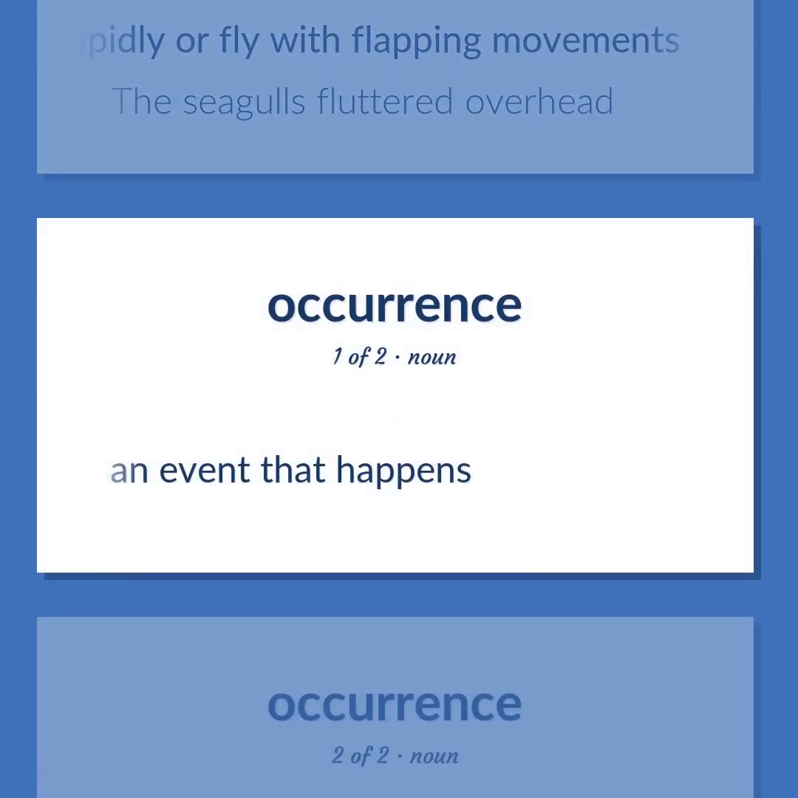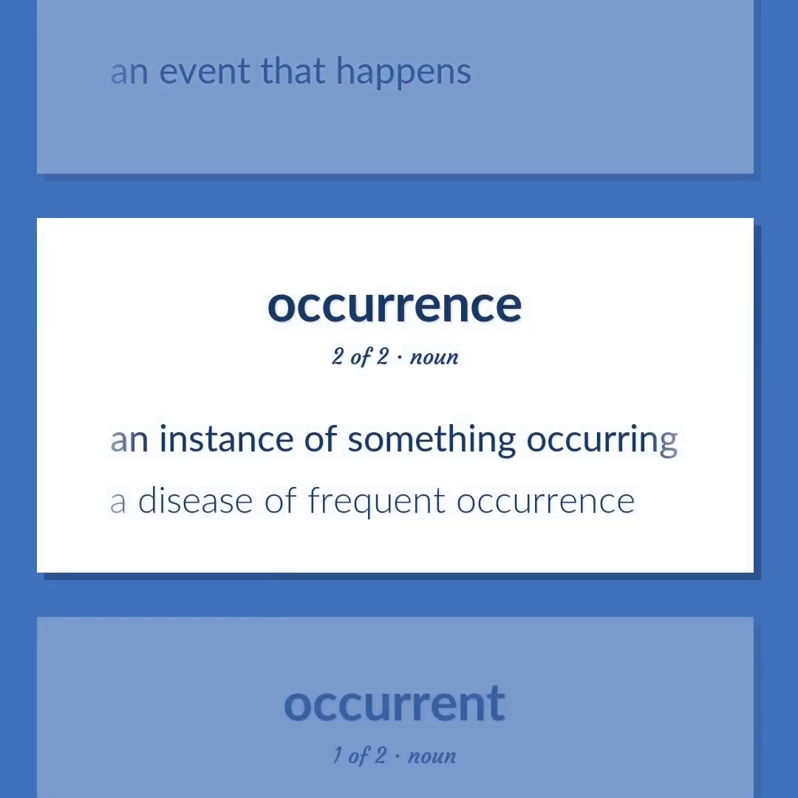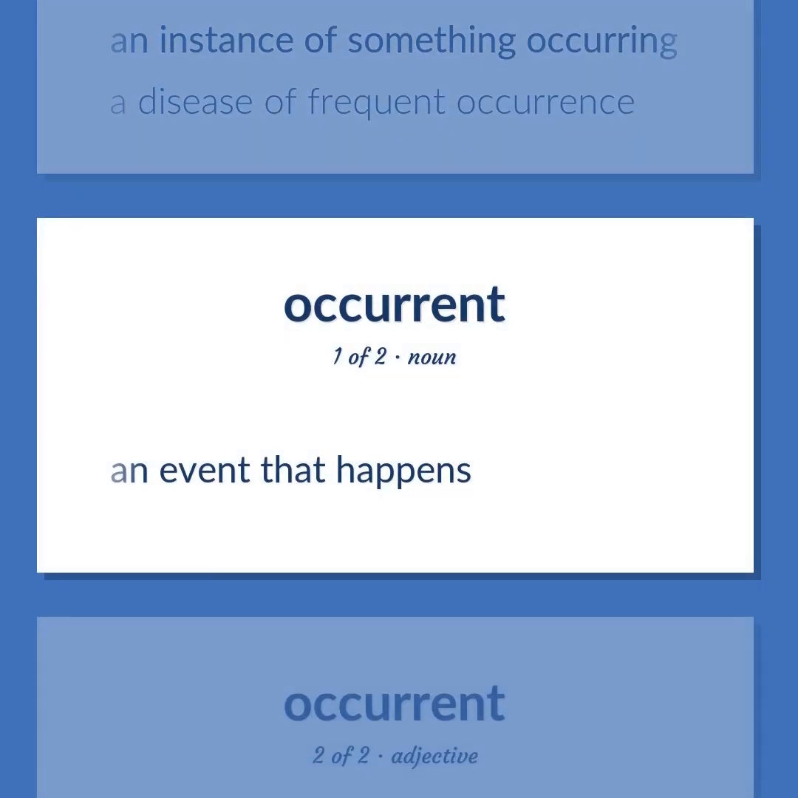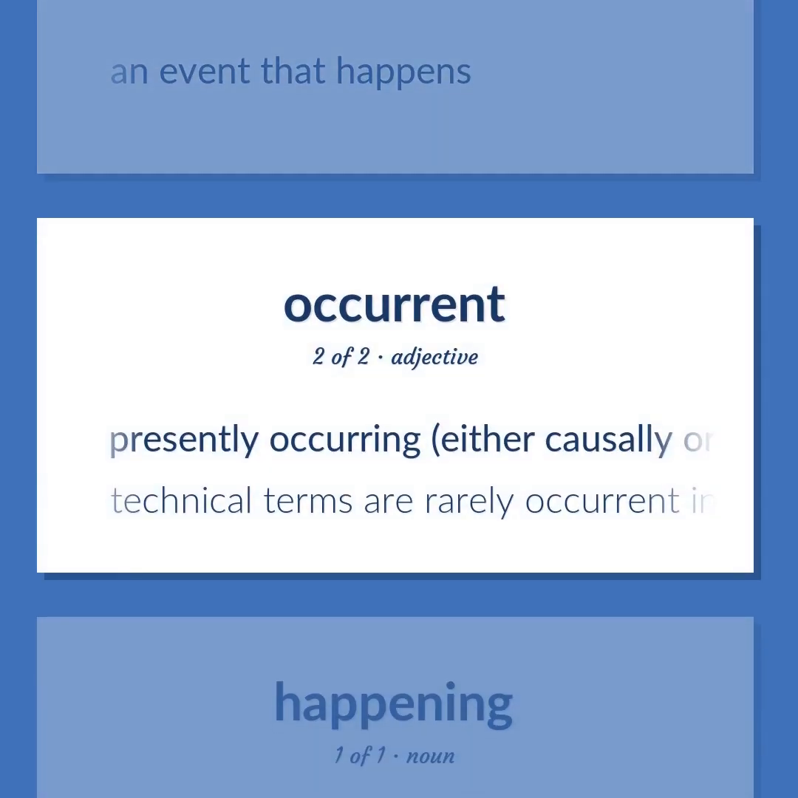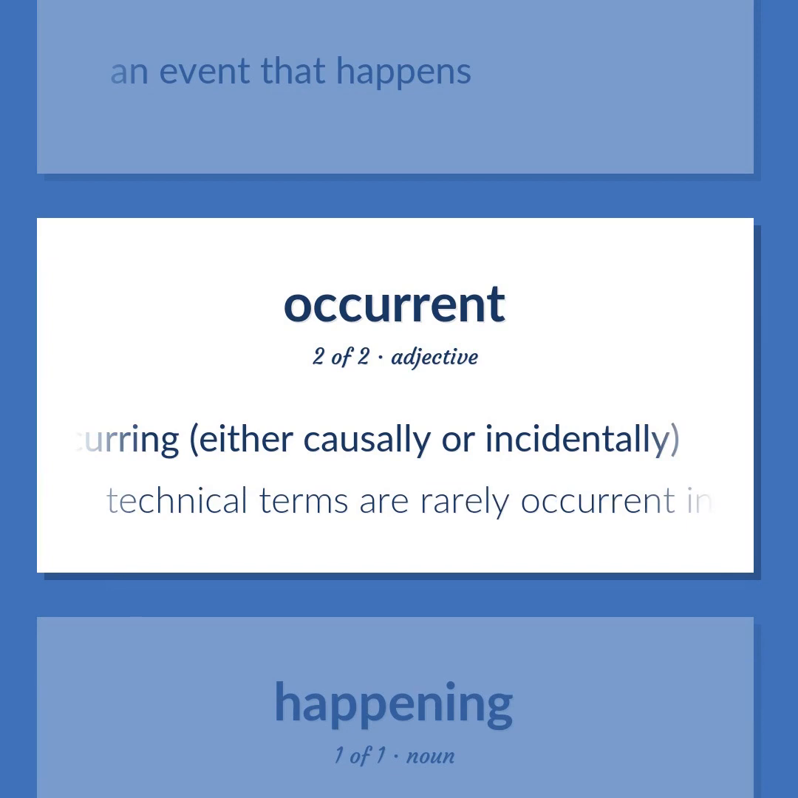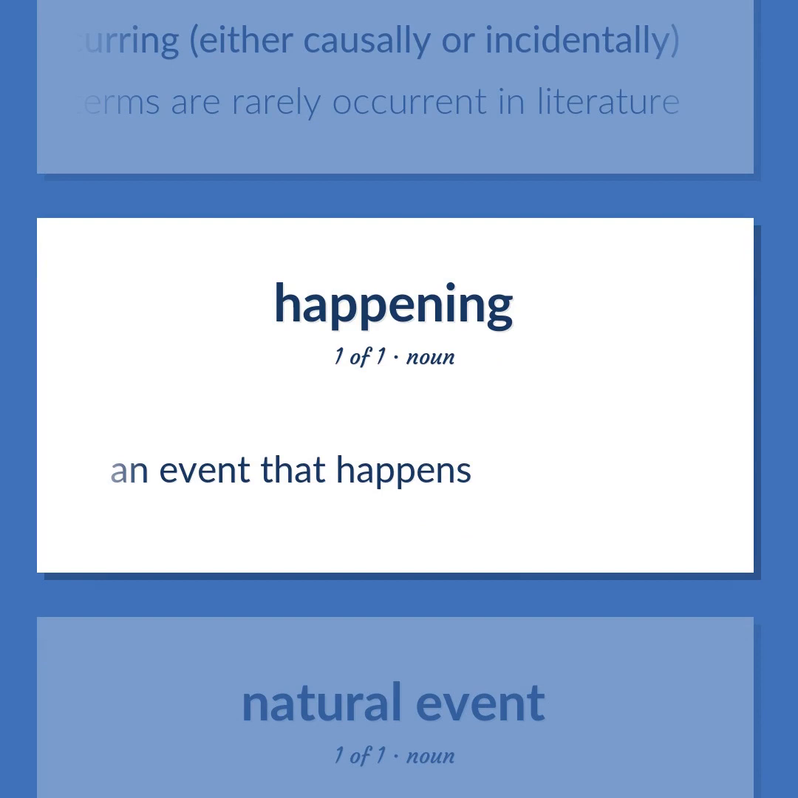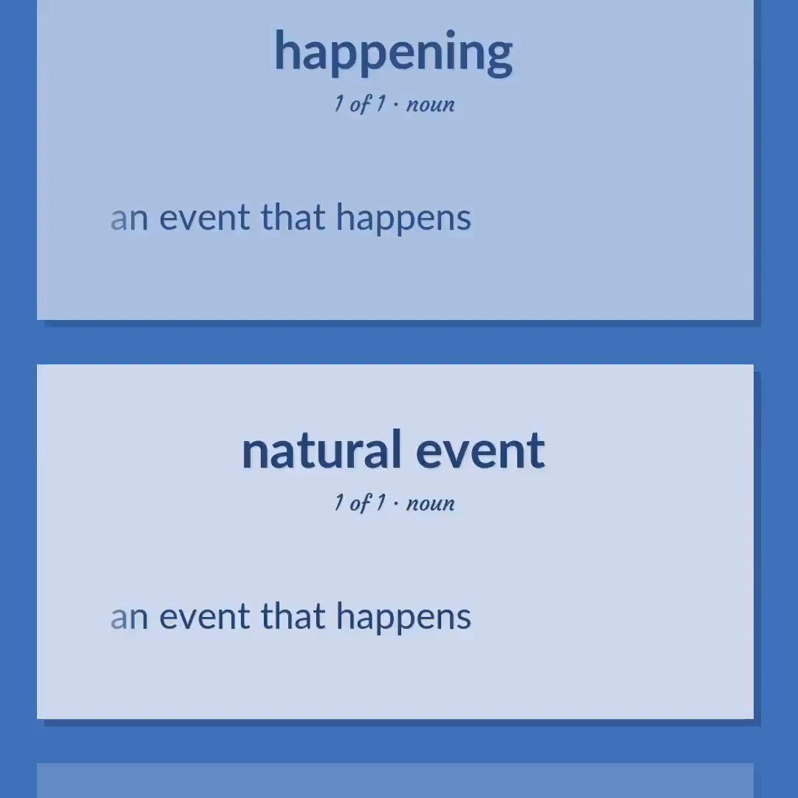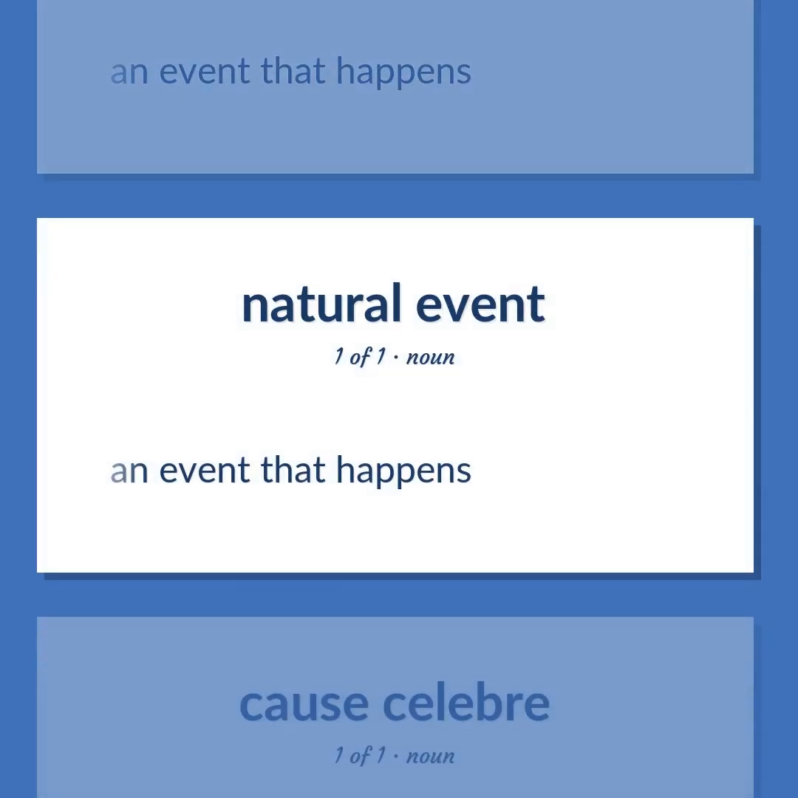Occurrence: an event that happens. An instance of something occurring. A disease of frequent occurrence. An event that happens. Occurrent: presently occurring, either causally or incidentally. Technical terms are rarely occurrent in literature. An event that happens. An event that happens.